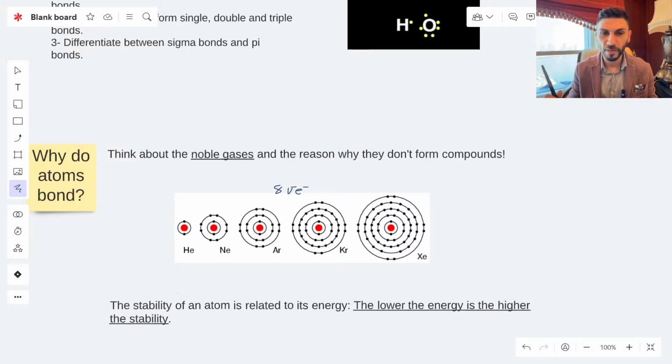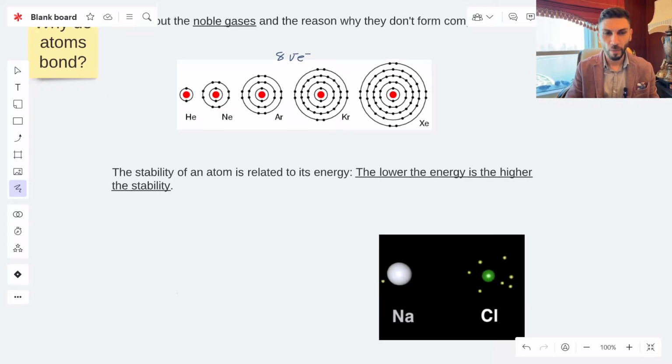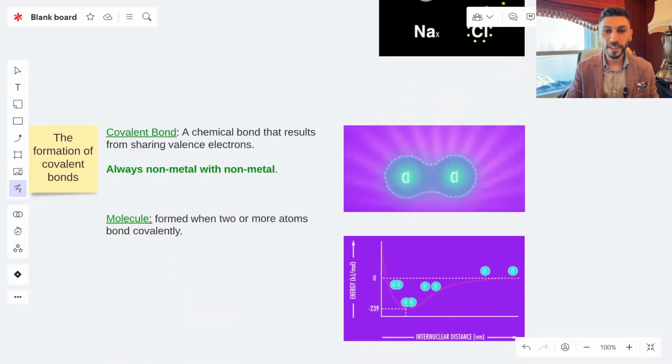If you have a doubt about the octet rule, I recommend you go back and watch the videos on electron configuration and on ionic compounds. Now, what is the covalent bond?